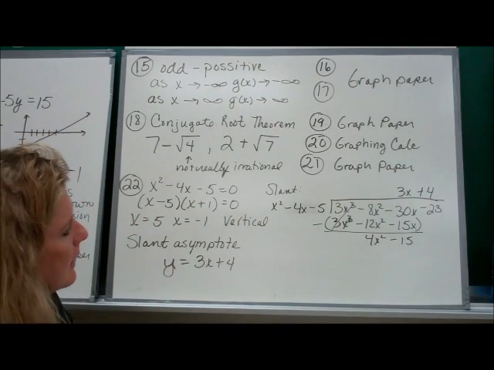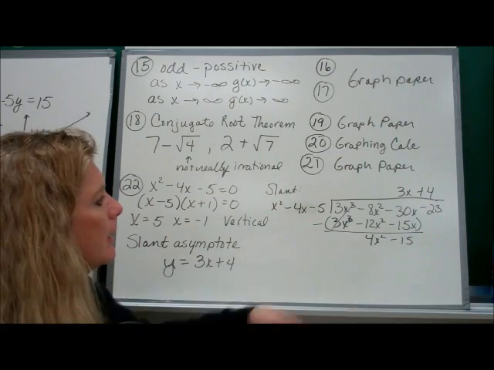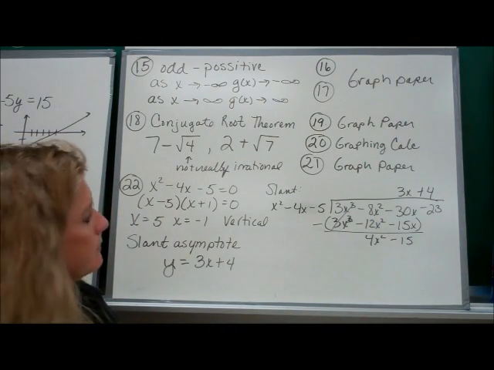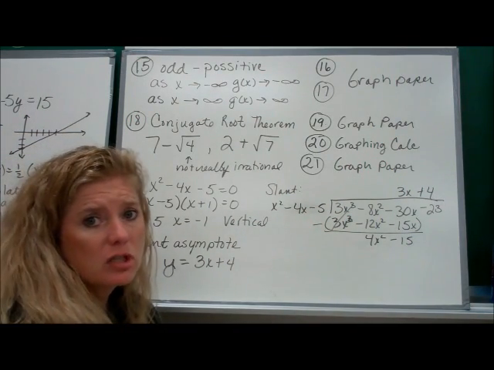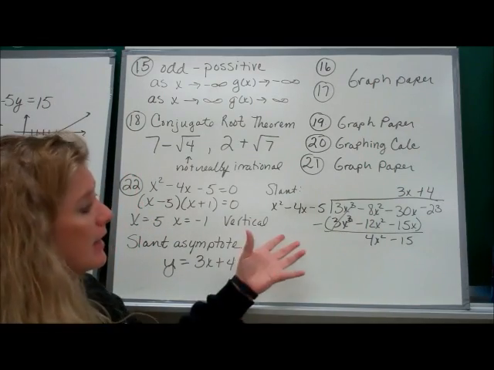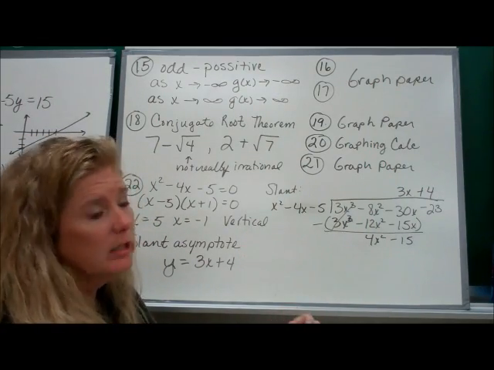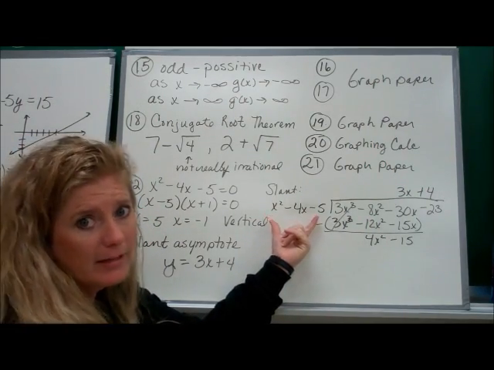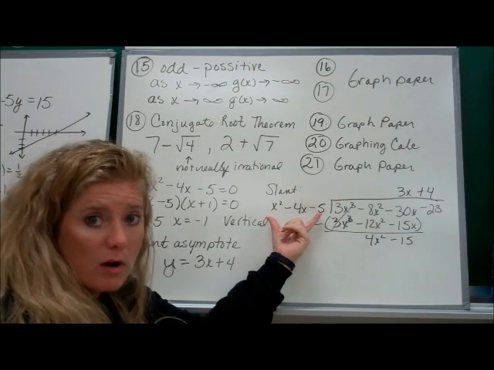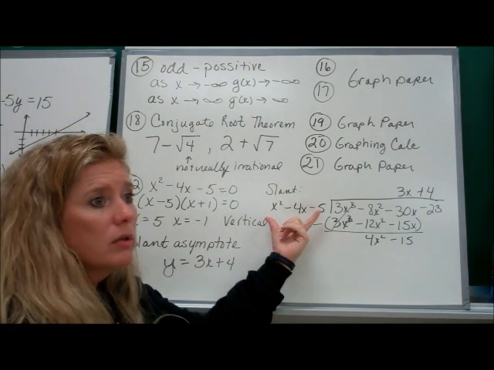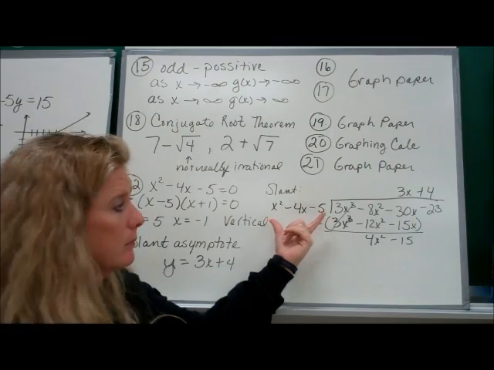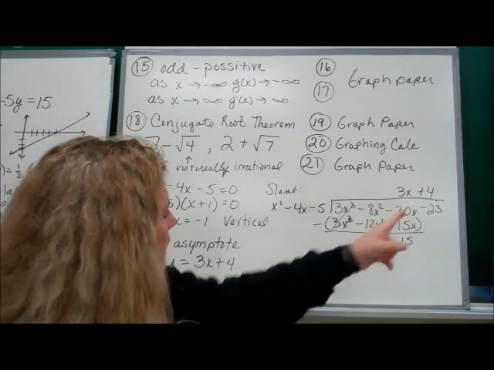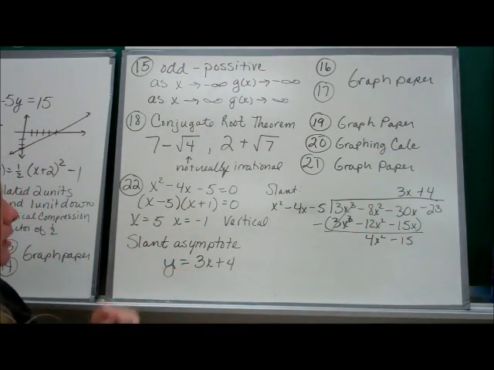How do you find the slant asymptote? You divide. And you should use long division. Actually, you have to use long division with this equation. Synthetic division is only possible if you have a linear divisor. This is a quadratic divisor, so synthetic division is not possible. 3x plus 4, y equals 3x plus 4 is the slant asymptote.